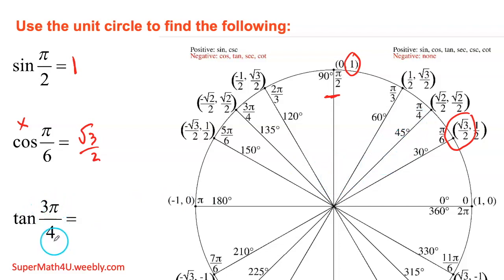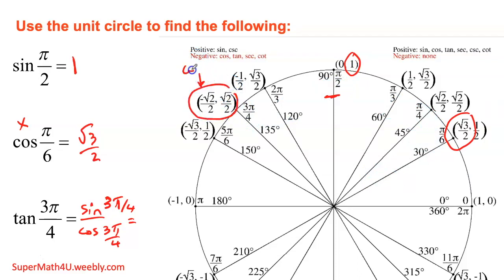Tangent of 3 pi over 4. Remember, tangent is sine over cosine, obviously, of the 3 pi over 4, right? That's my angle, 3 pi over 4. So sine over cosine, tangent of 3 pi over 4. So this is pi over 4, 2 pi over 4, 3 pi over 4.